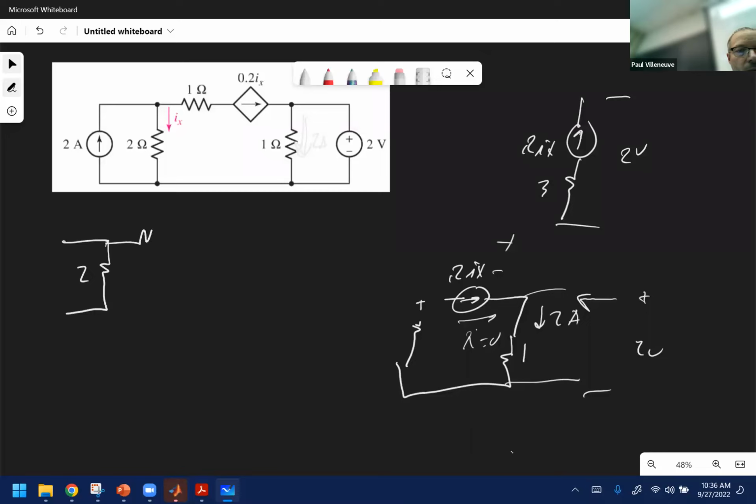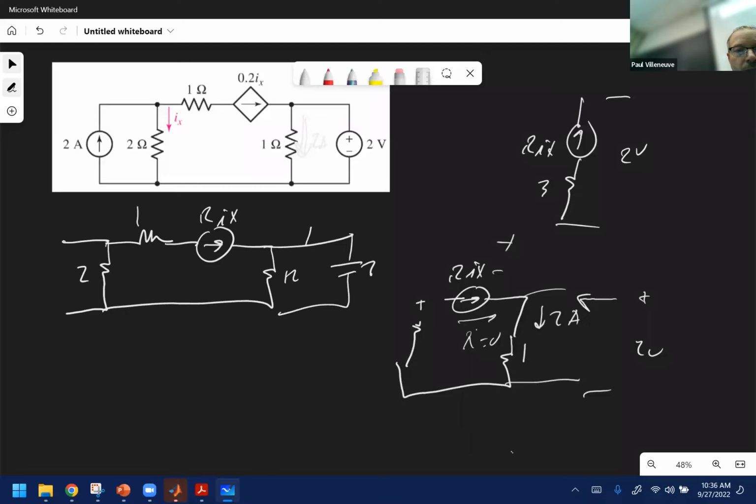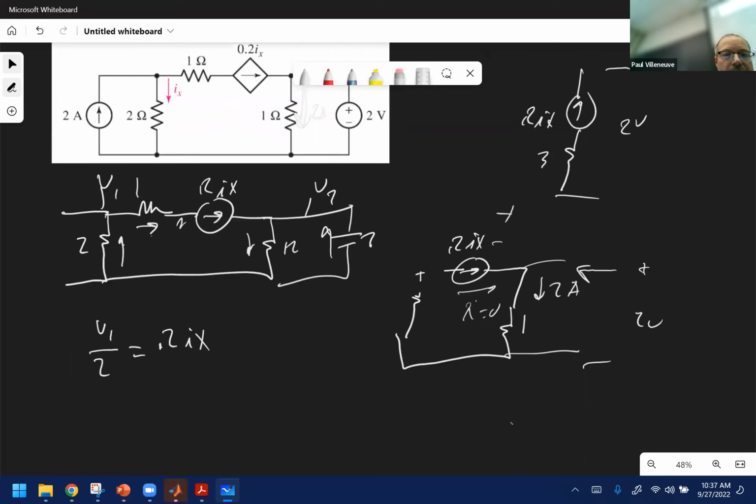This is 2, 1.2 ix, 1 and 2 volts. So let's call this V2 and we'll call this V1. We don't care about the voltage in between those two. So we'll say here, here, here, and here. So V1 over 2 equals 0.2 ix. That's the first equation, right? Because that current here is the same as 0.2 ix. And then my next nodal equation, V2 has to be equal to 2 volts.